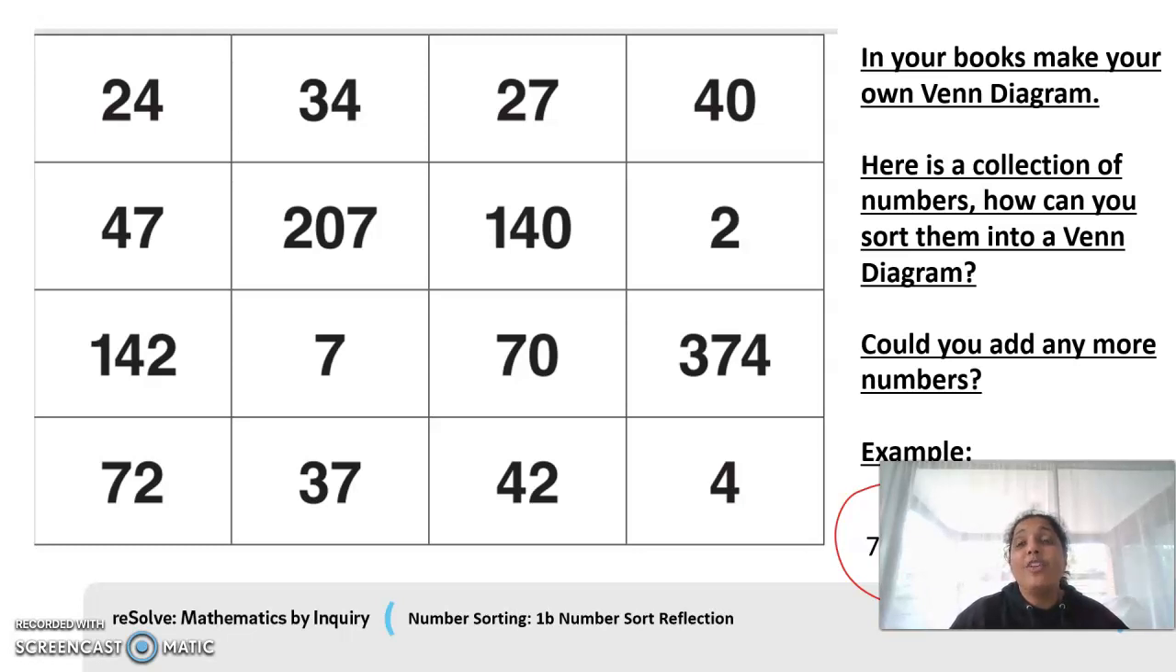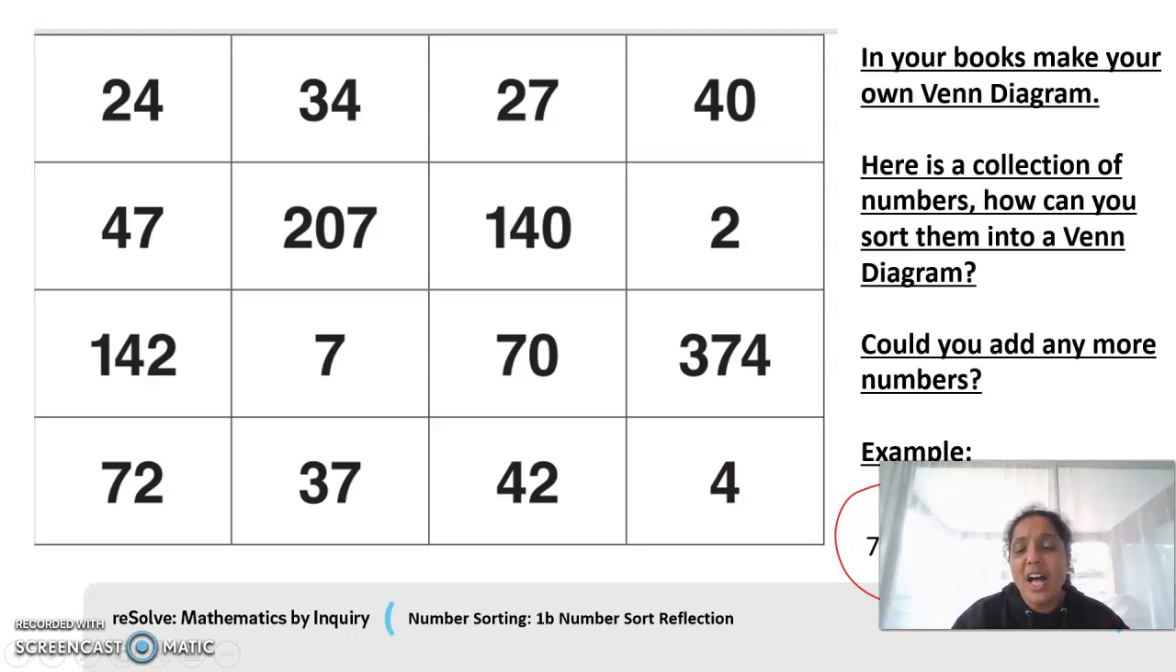In your books, make your own Venn diagram. Here is a collection of numbers. How can you sort them into a Venn diagram? Could you add any more numbers? For example, I have chosen 374 to put as my center number of the Venn diagram. So here it is. I have looked at the number 7 closely and it represents the tens.